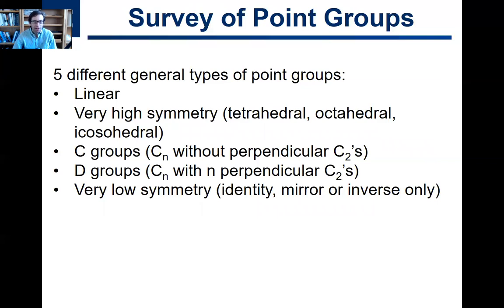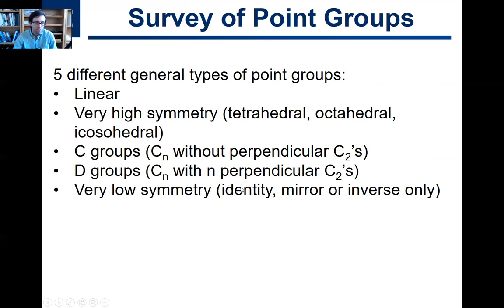There are also those that have very high symmetry. So we're talking about tetrahedral, like methane, octahedral, like sulfur hexafluoride, icosahedral. There are certain boron complexes that are icosahedral, but these have really high symmetry. Then there are the C groups and the D groups, and those with very low symmetry. So the C groups have a CN, a rotation axis, without any perpendicular C2s. The D groups have that same CN, they at least have one CN, but more than one CN, they also have N perpendicular C2s.